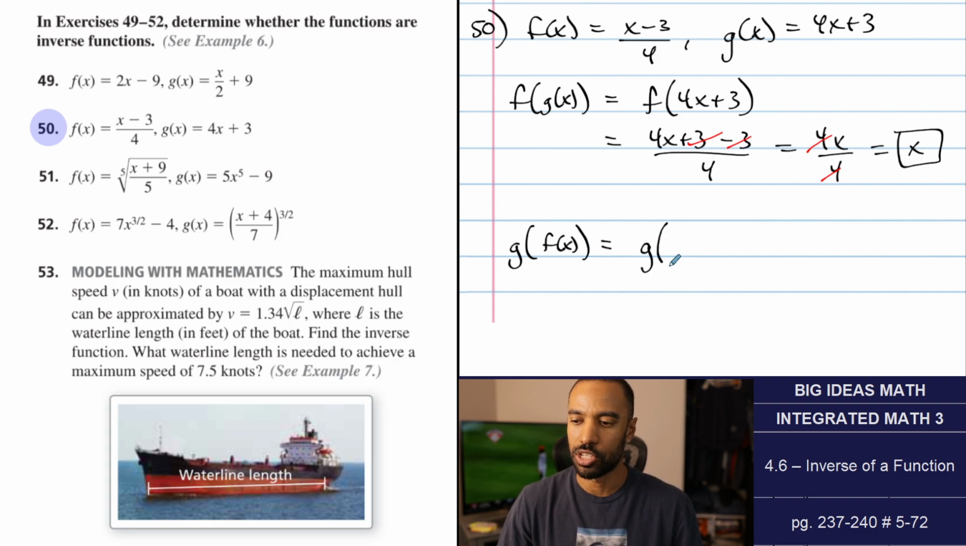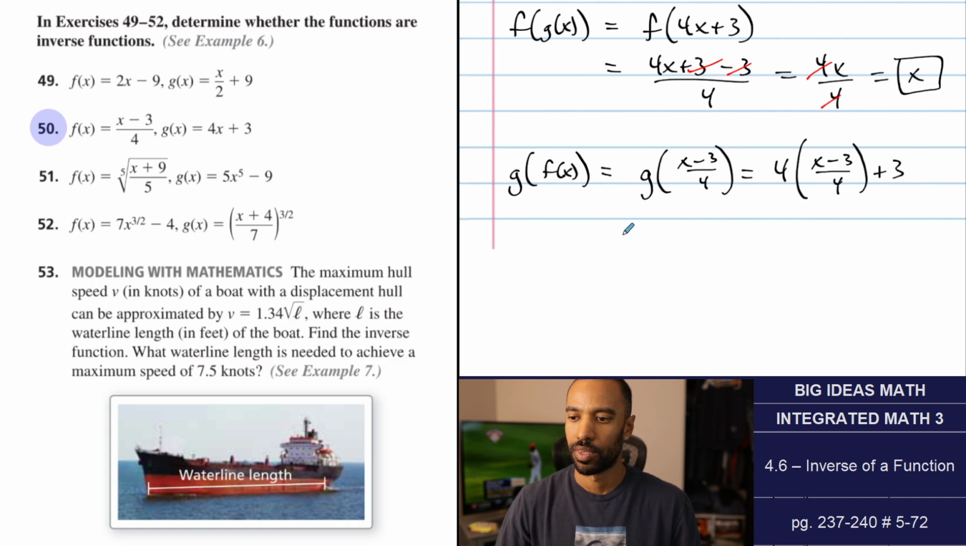G of f of x is G of, here's f of x, x minus 3 over 4. This is going to replace x in this equation. 4 times, and then you have x minus 3 over 4 plus 3. And that equals, now here is where I'm allowed to do 4 over 4.